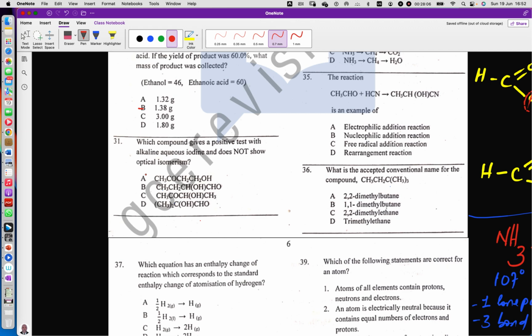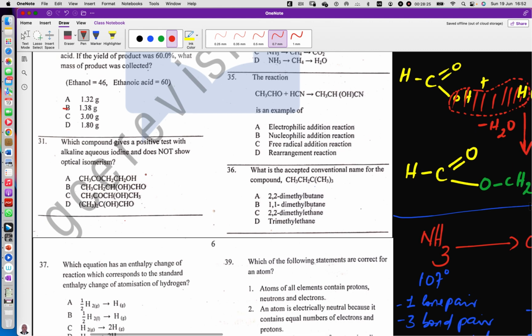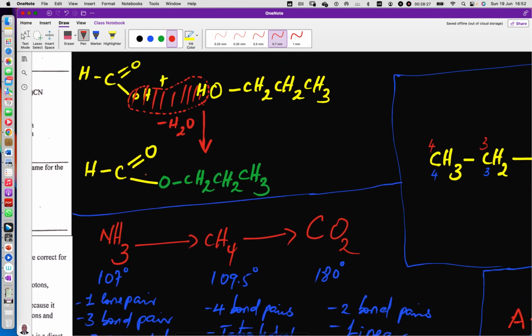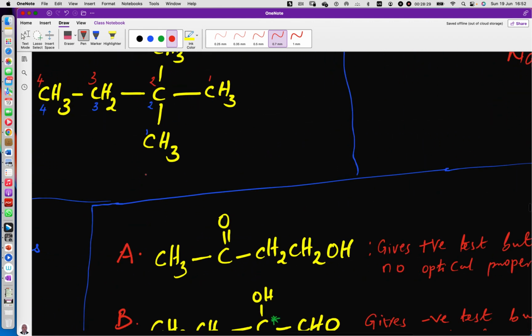Then again, for a compound to show optical isomerism, the compound must have a chiral carbon atom. A chiral carbon atom is a carbon atom that has 4 different functional groups. Let me just show you something here.